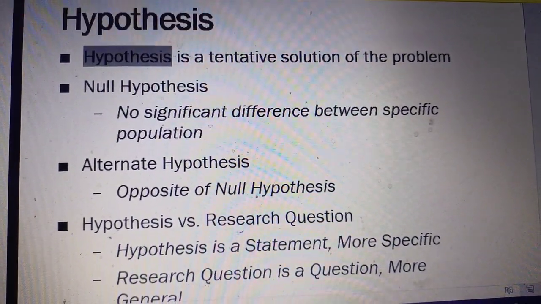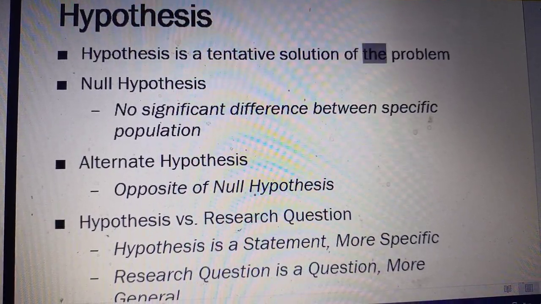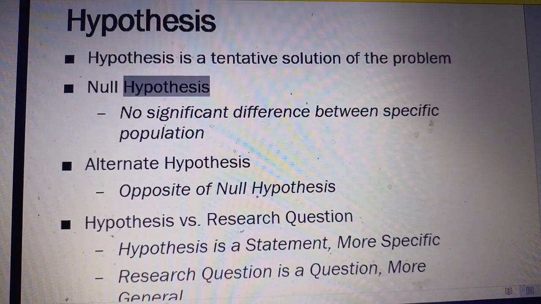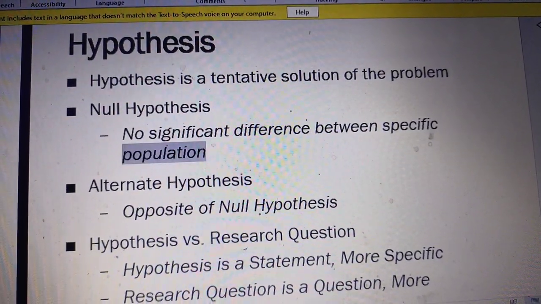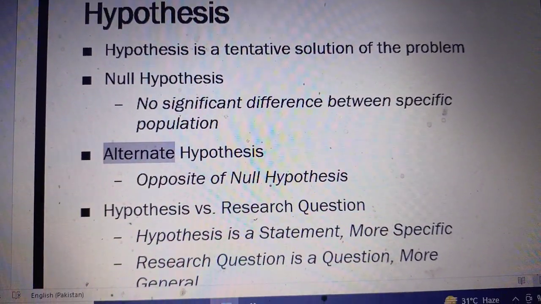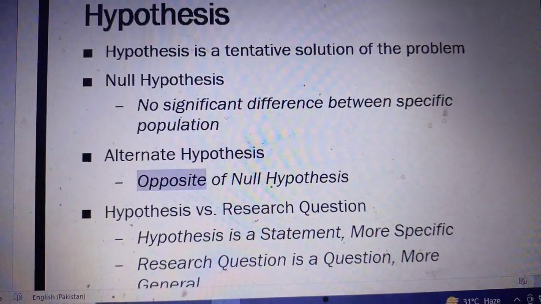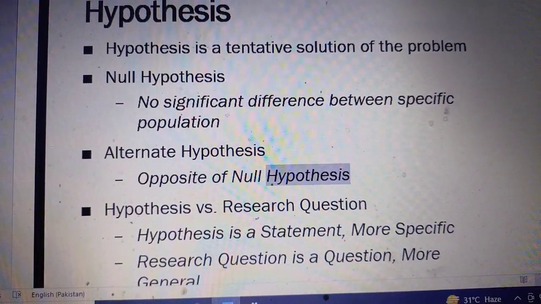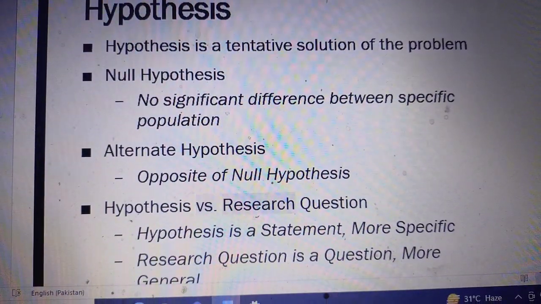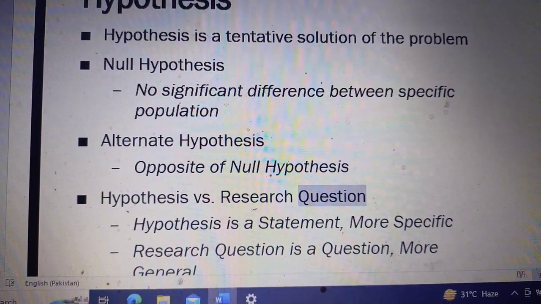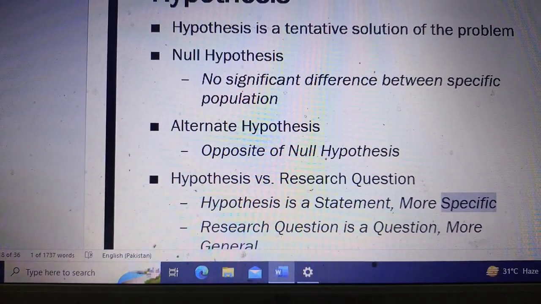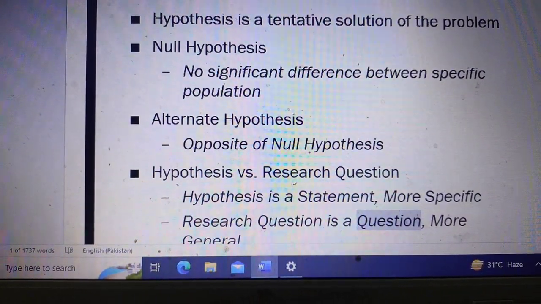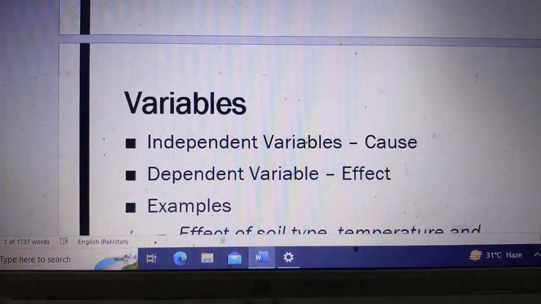Hypothesis. A hypothesis is a tentative solution of the problem. Null hypothesis: no significant difference between specific populations. Alternate hypothesis: opposite of the null hypothesis. Hypothesis versus research question. A hypothesis is a statement, more specific. A research question is a question, more general.